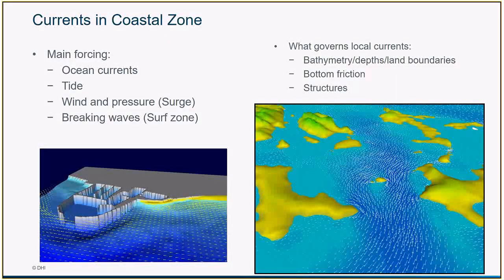Currents in the coastal zone are typically forced by different components, such as ocean currents, which are large-scale circulations due to density gradients in temperature and salinity. There is also the tide that has a significant importance for the currents. Atmospheric conditions will lead to current modifications as well, and in the end, the breaking waves that will generate very strong currents, which is very important for the sediment transport.